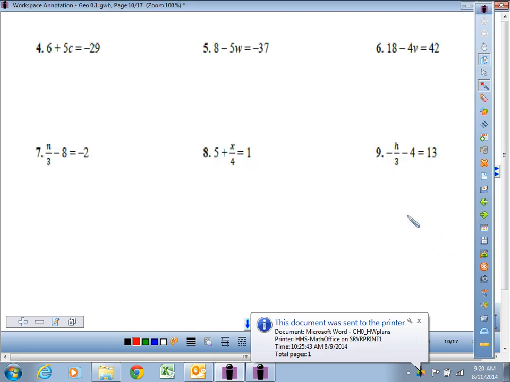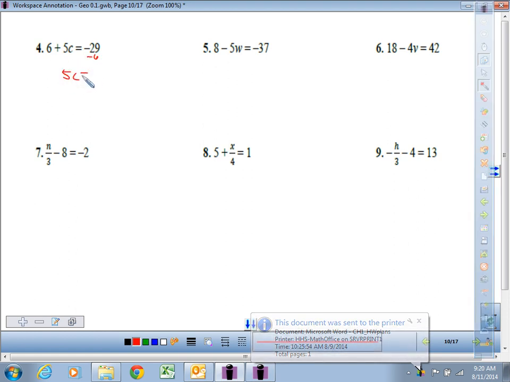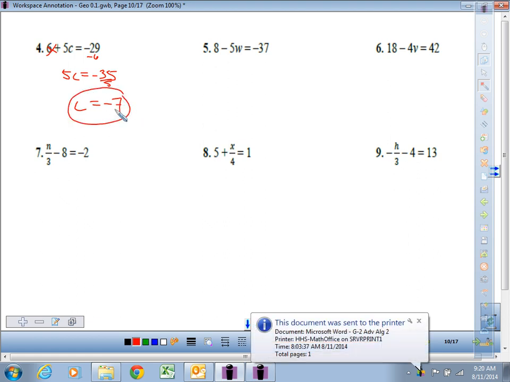Alright, let's go on to number 4. So again, what we have here is 6 plus 5c, our variable being c, on the left side. So I'm going to get rid of that positive 6. I know I'm going to subtract 6, so what we'd have is 5c equals negative 35. Be careful with those negatives. So we're going to go c equals, we're going to divide by the 5. Negative 35 divided by 5 is negative 7, so our answer is negative 7.